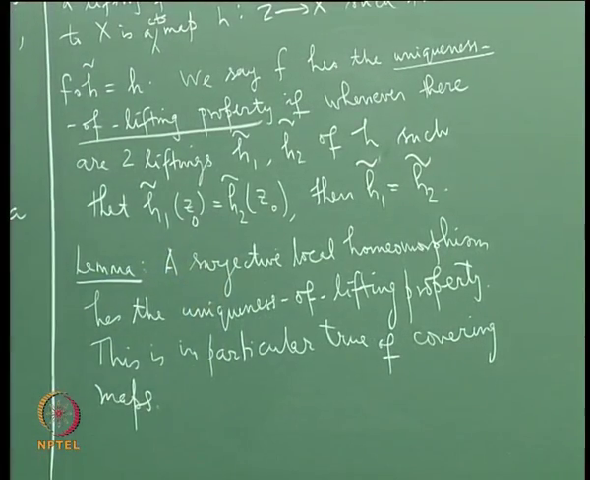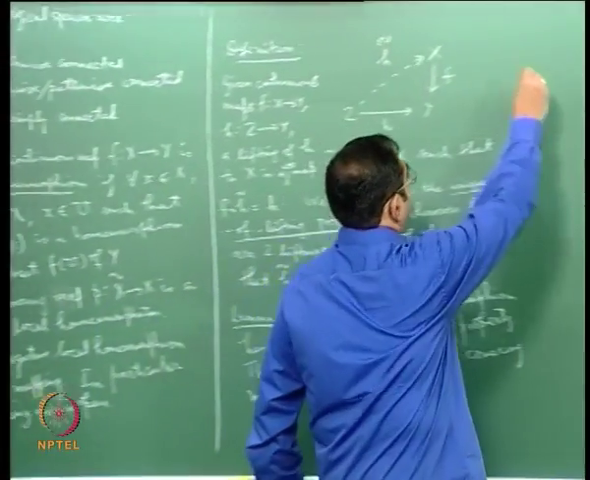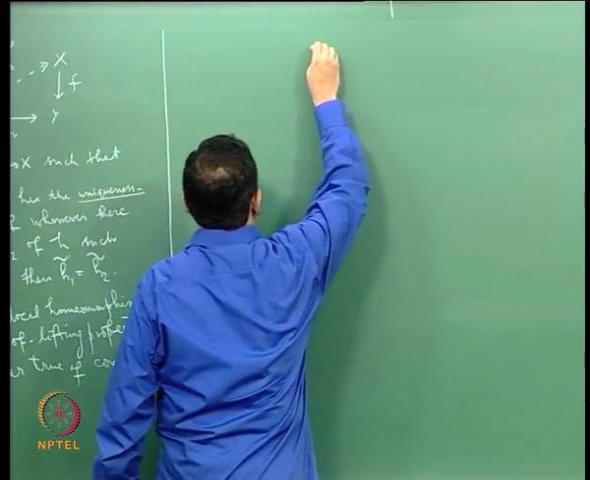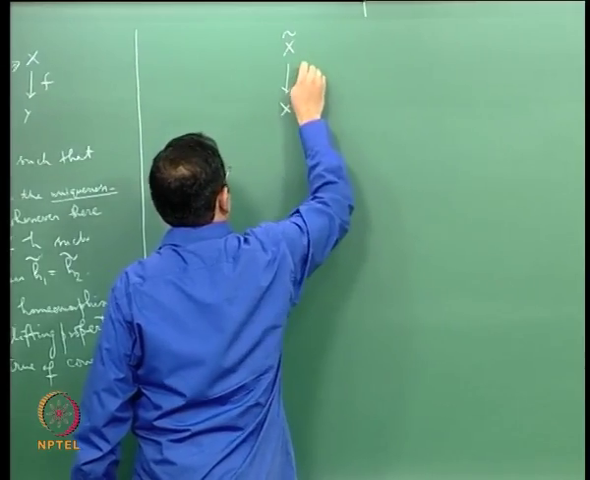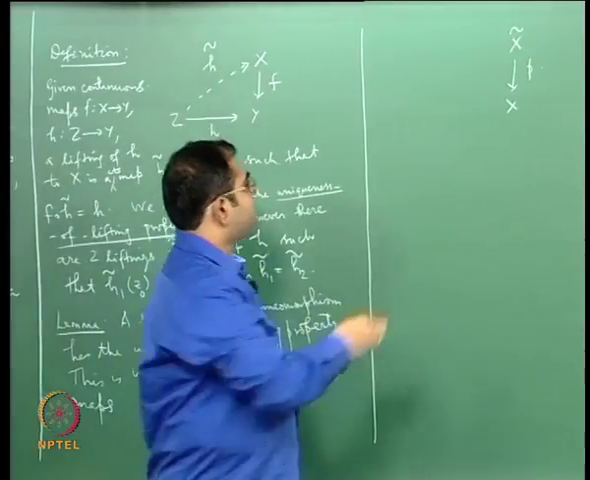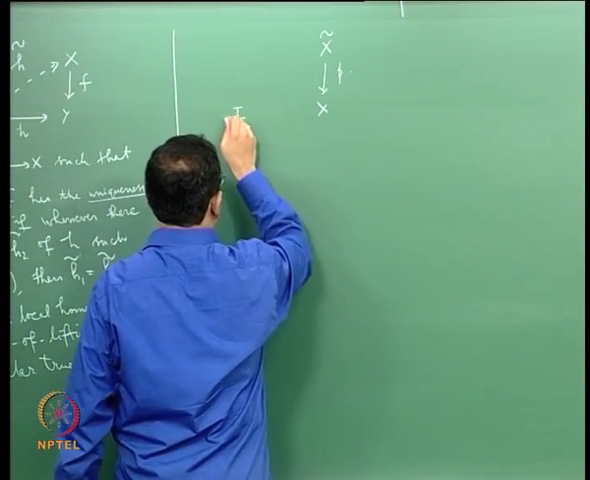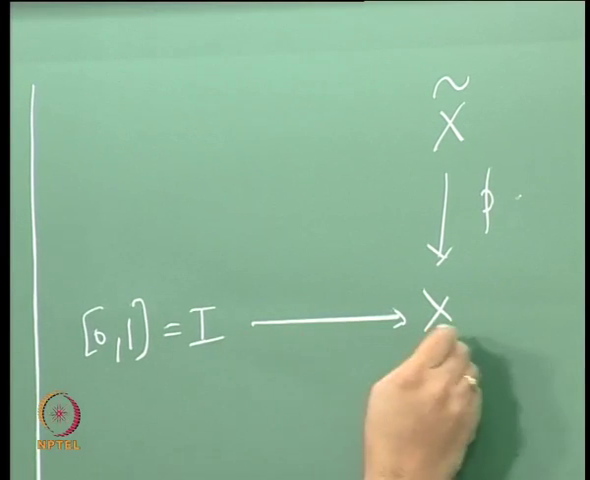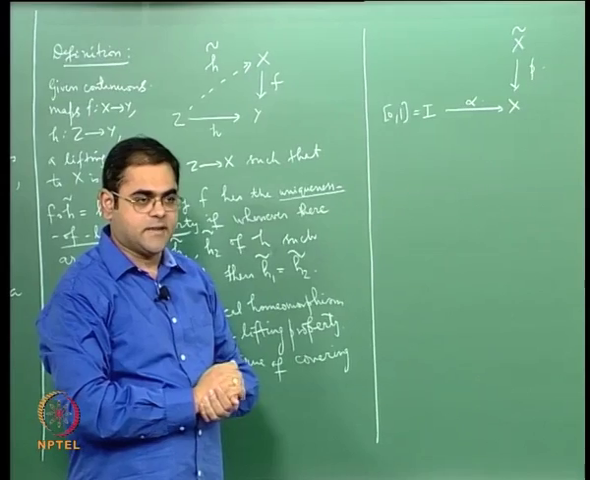I will tell you why this is important. It is important for the following reason. So you see, suppose from x tilde to x, suppose I had a covering space, okay, and suppose I take I to be the unit interval, and I take a map from I to x. You know the image of I is going to be a path in x, alright.